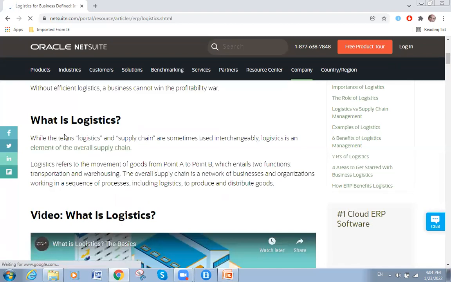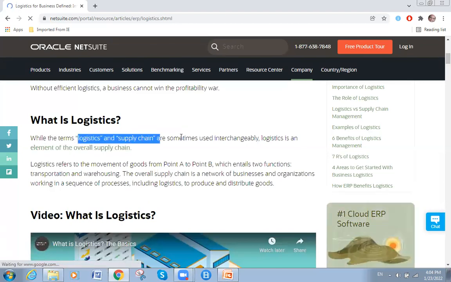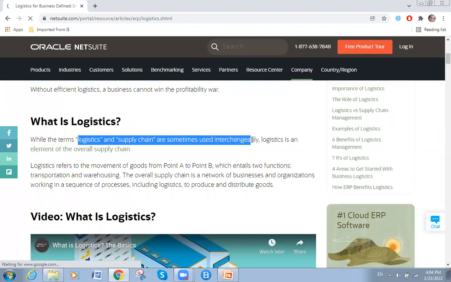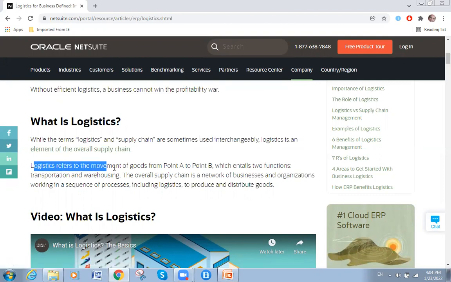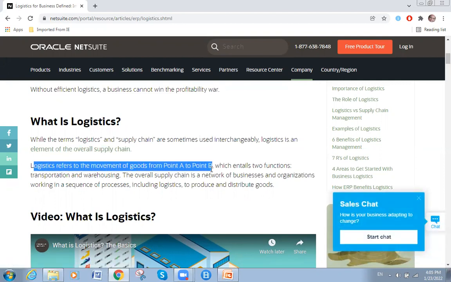What is the logistics? While the terms logistic and supply chain are sometimes used interchangeably, logistic is an element of the overall supply chain. Logistic refers to the movement of goods from point A to point B, which entails two functions, transportation and warehousing.